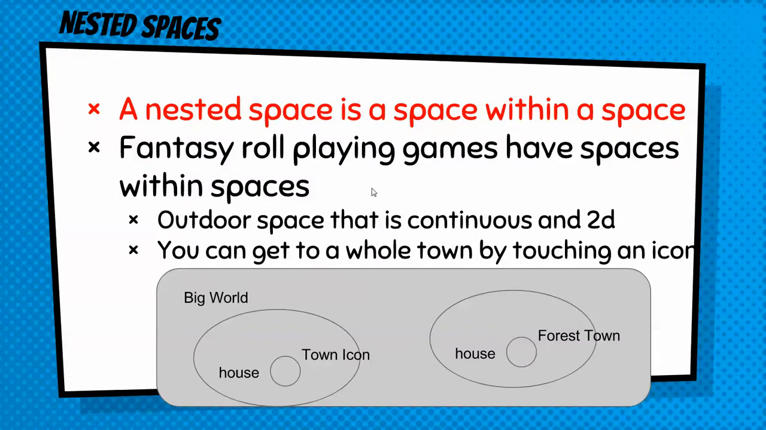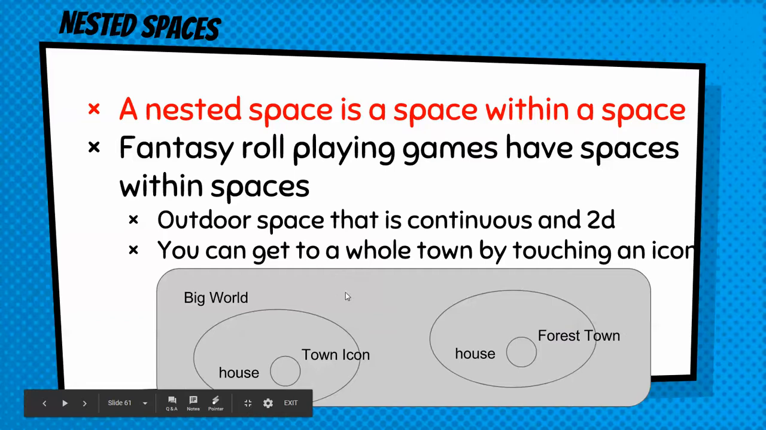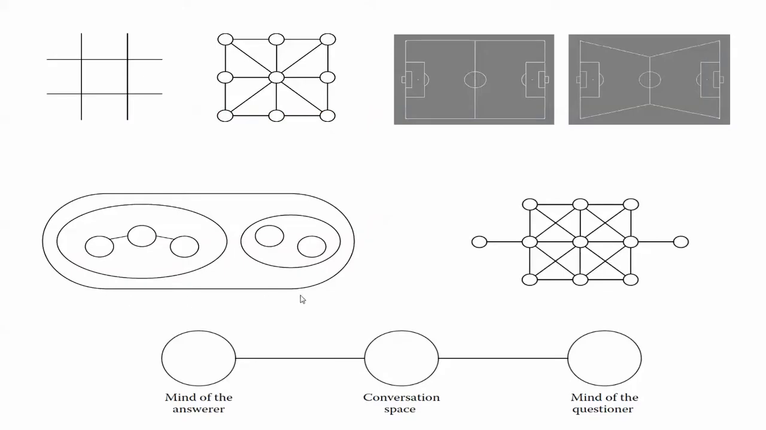Okay, there's a thing called nested space. It's a space within a space. It'd be like in a scrolling game where you're walking around and then you see a gate, and you go into the gate and all of a sudden it opens you up to a whole new world. So you have your big world and then there's an icon for a town or a gate, and you go there and it takes you to a new place. So it's a space that exists within a space. That's called a nested space.